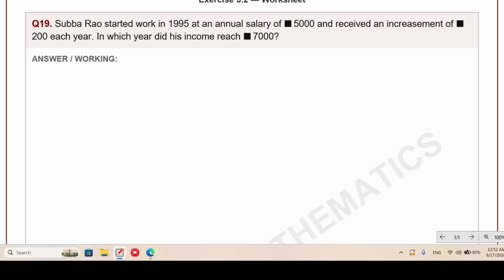Subha Rao started in 1995. Actual salary is, this one is rupees, this is also rupees. Okay, so what is Subha Rao का डेटा क्या है? Let's do. He started from 5,000. So A is equal to 5,000. Increment is 200, means D is equal to 200 and AN is equal to 7,000.